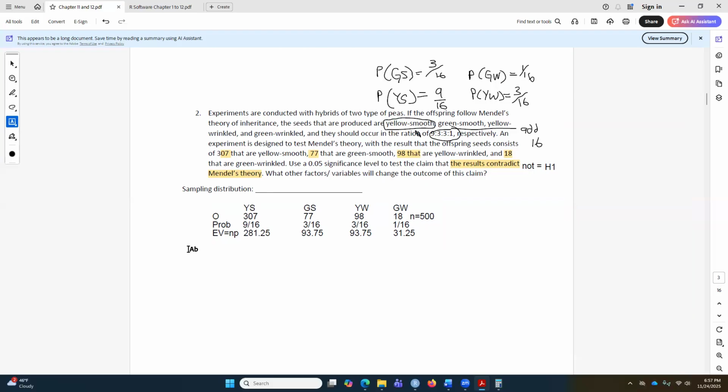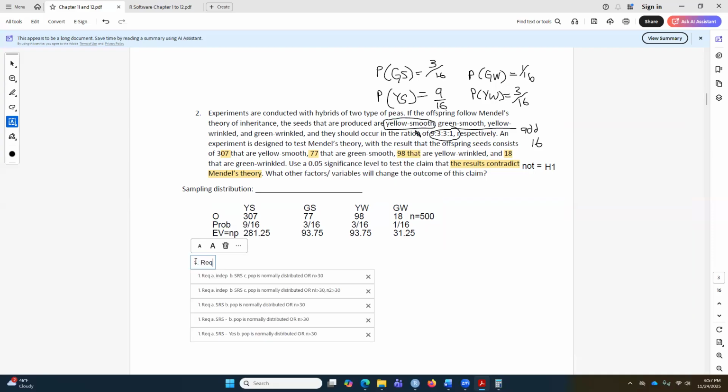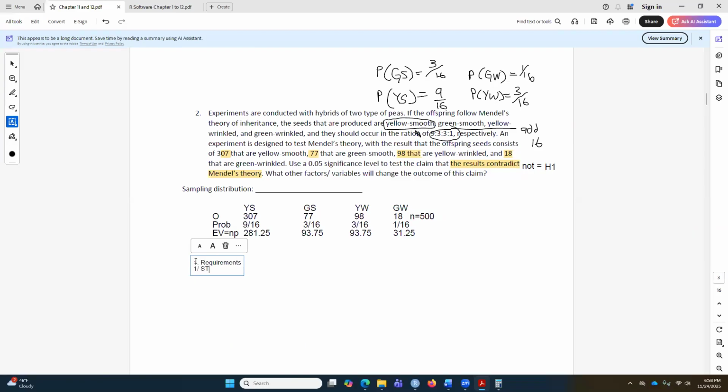Questions so far? So we're going to do the requirements check here. The first requirement is SRS. As I mentioned early on, for all the tests you do, no matter if it's chapter 7, 8, 9, 10, the requirement is going to be SRS. And do we have that in this case? Let's see. We're going to look for the words simple random sample in this case. It doesn't say that. So again, you cannot assume it is, so this is actually not met.